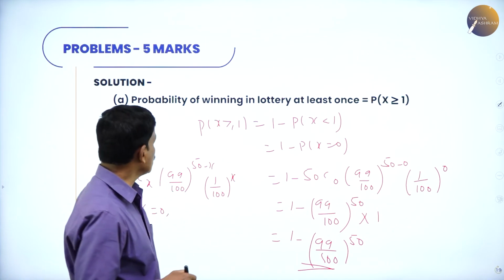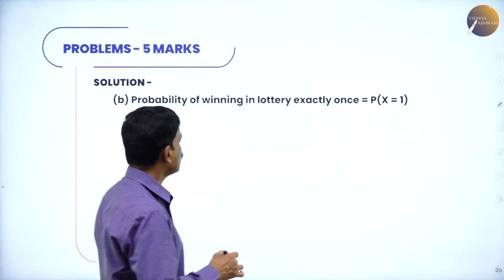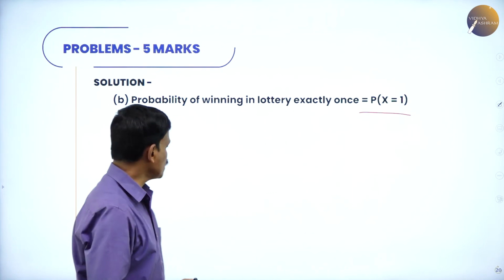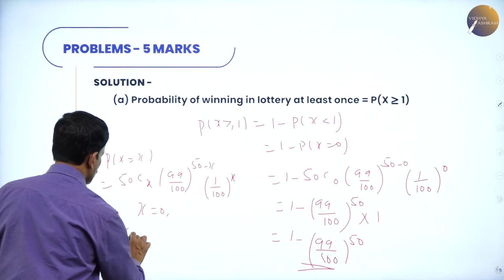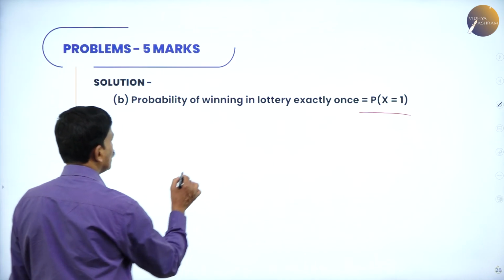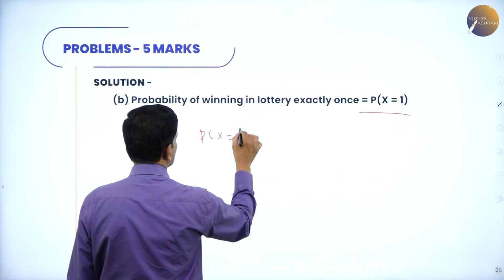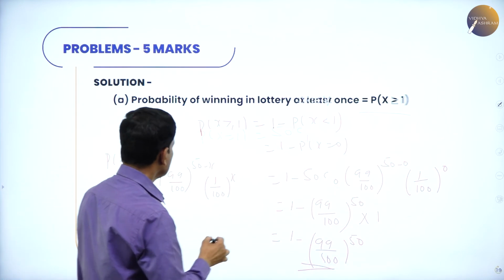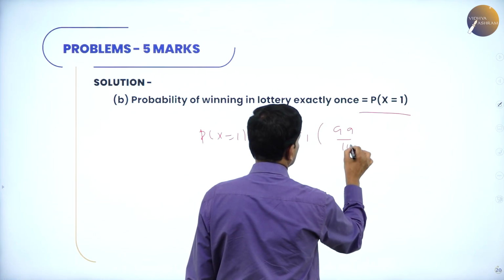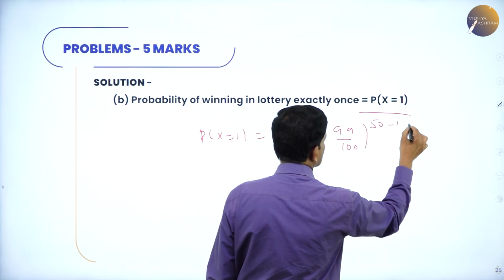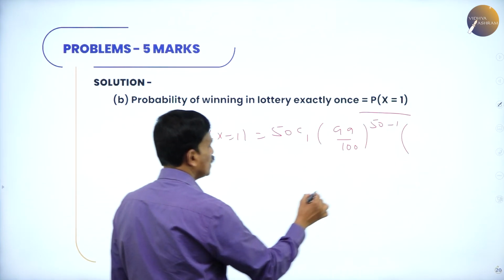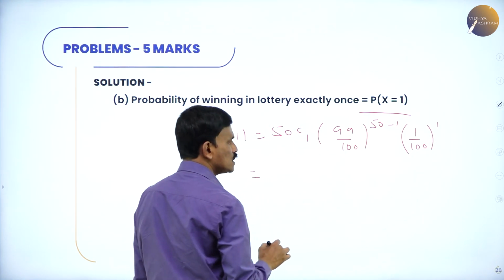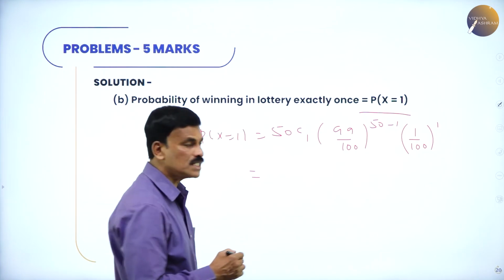Now let us come to the second condition. Probability of winning the lottery exactly once means probability of x equal to 1. Now same, just put x equal to 1, that's all. If you put x equal to 1, what we will get? 50c1, (99/100)^(50-1) into (1/100)^1. So 50c1 can be written as 50.